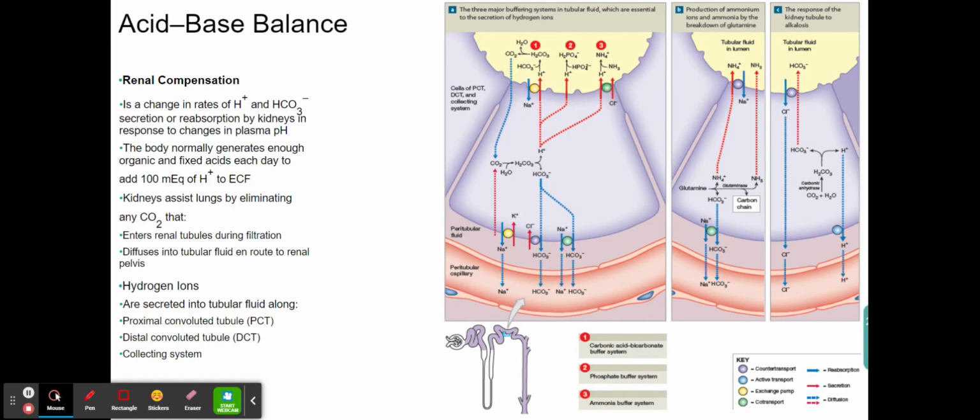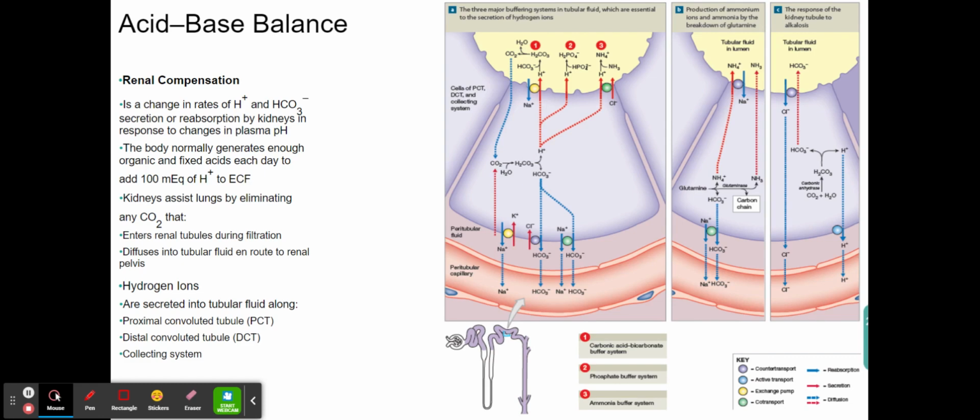Under normal conditions, the body generates enough organic and fixed acids to add about 100 milliequivalents of hydrogen to the ECF each day. An equivalent number of hydrogen ions must be excreted in urine to maintain acid-base balance. In addition, the kidneys assist the lungs by eliminating any carbon dioxide that enters the renal tubules during filtration or diffuses into the tubular fluid as it travels towards the renal pelvis.